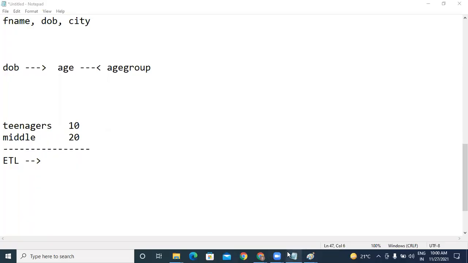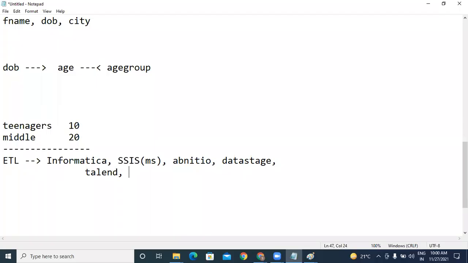What are the popular ETL tools? Informatica, SSIS. SSIS is from Microsoft. DataStage. Latest things you are not saying, man. Alteryx, Talend, even Pentaho. In this way, many popular ones are there.